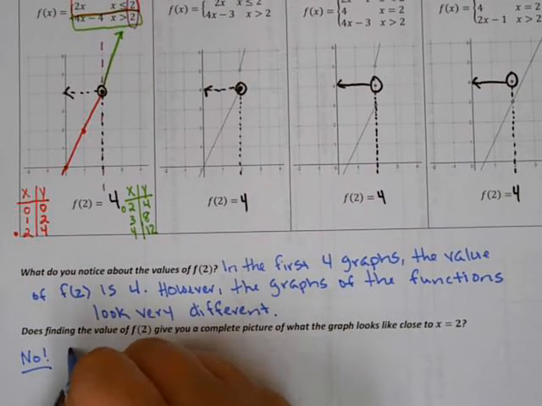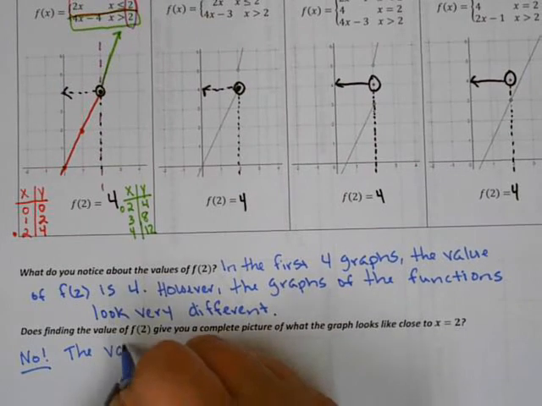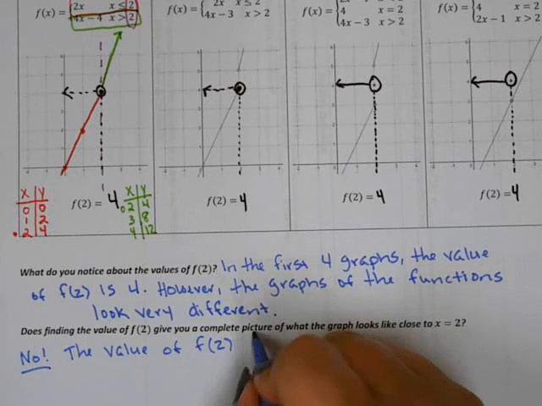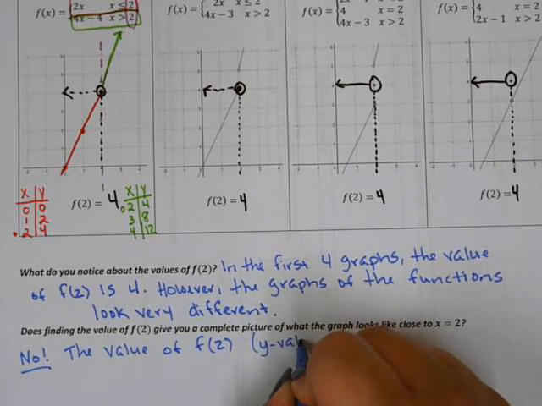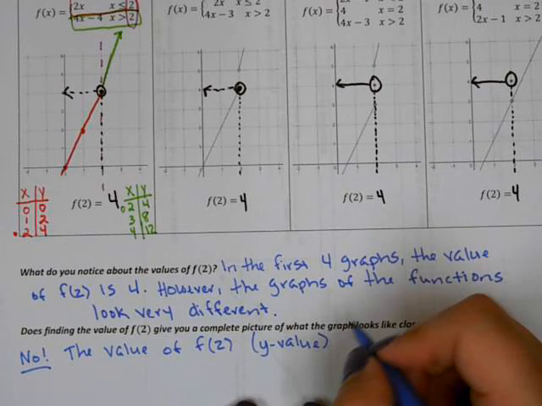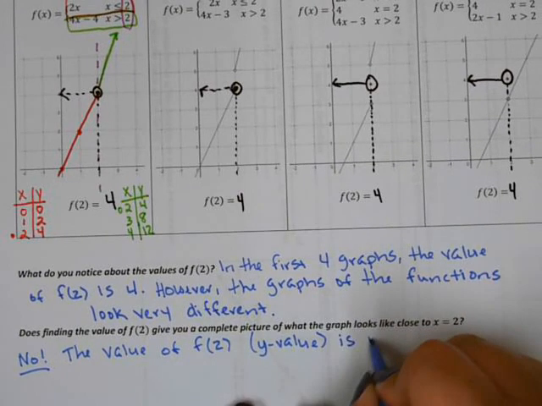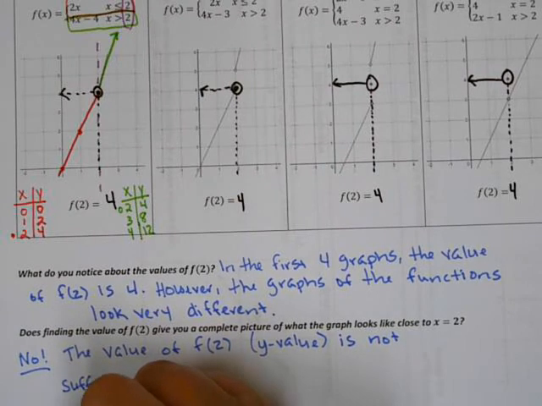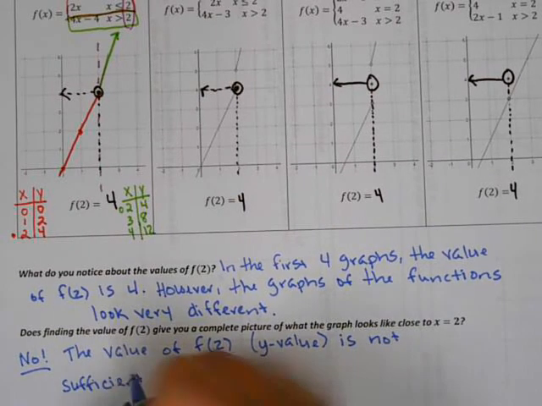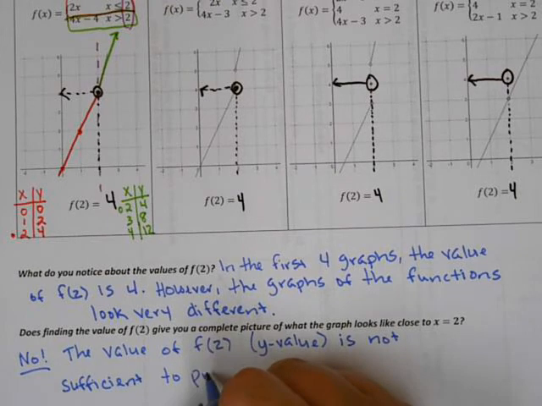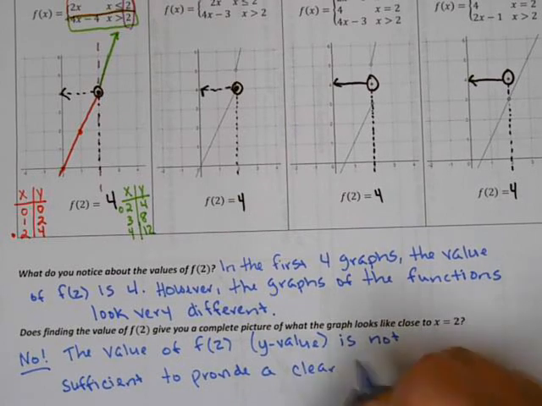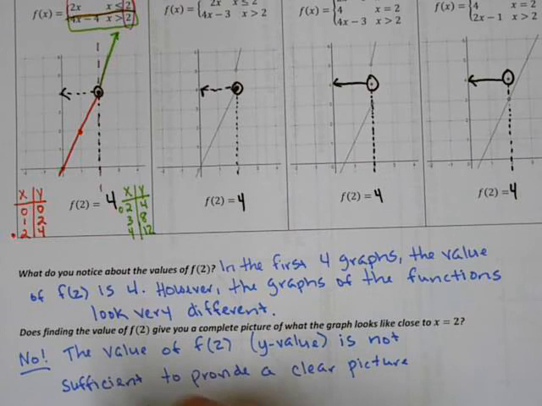The value of f of 2, or in other words, the y value at x equals 2, is not sufficient to provide a clear picture of the graph around x equals 2.